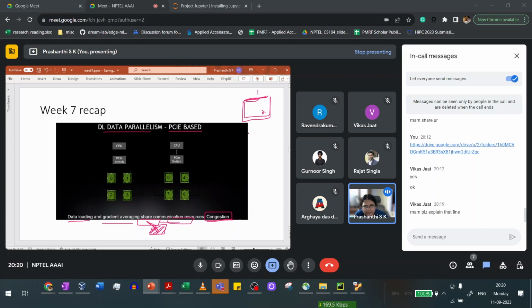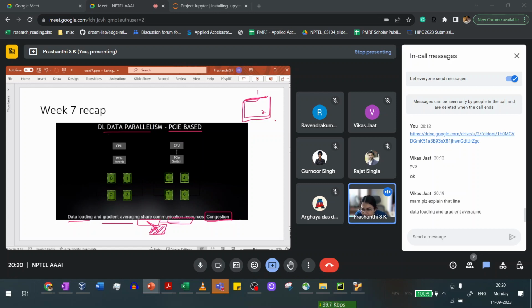Please explain that line. So did you mean this analogy about traffic and data loading and gradient averaging? Okay. So data loading is basically, let's talk about images again, right?